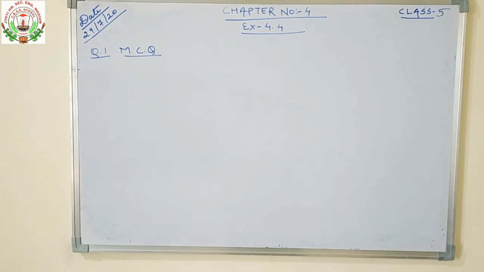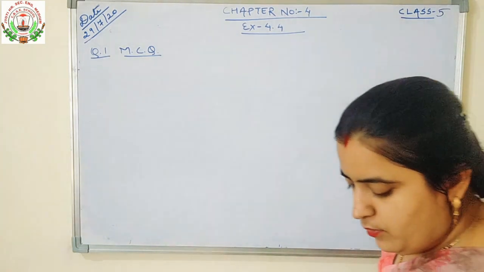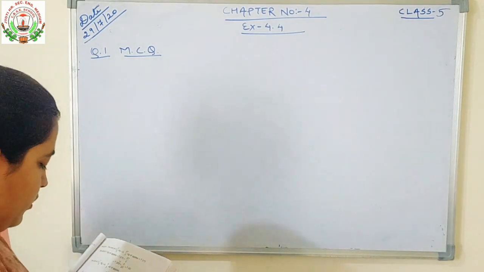Today we will continue with our chapter number 4. Today we are going to solve exercise number 4.4. Question number 1 is MCQ, multiple choice question. Choose the correct options. Okay.